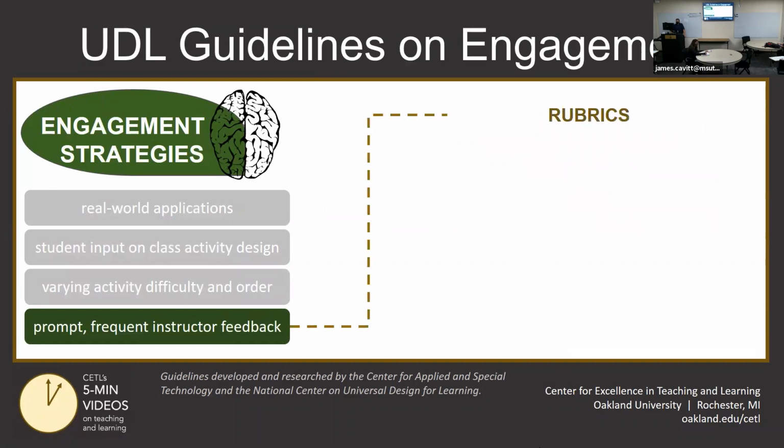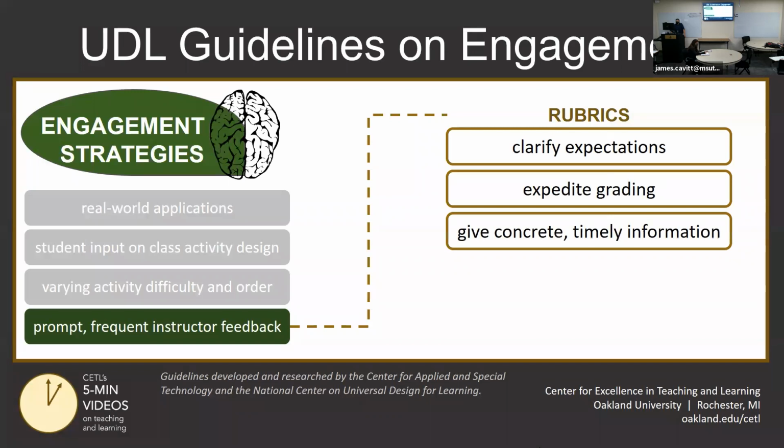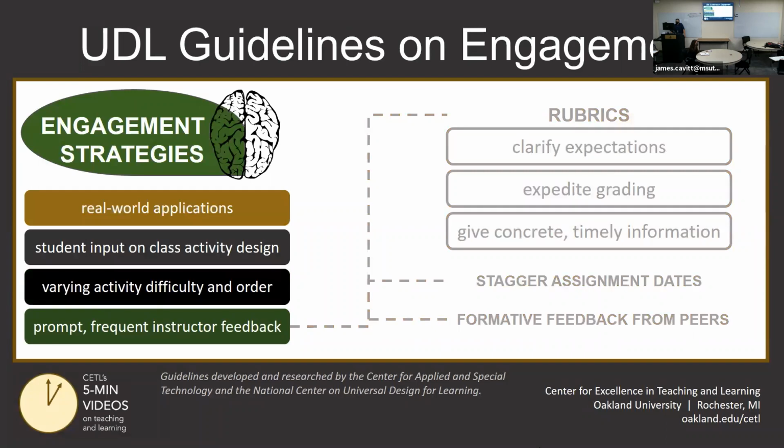Use rubrics to clarify your expectations and expedite the grading process, while also giving concrete and timely information on how learners can improve their performance going forward. Or stagger assignment dates so that you don't get overloaded with providing feedback. Don't discount the formative feedback peers can provide, especially if you use a grading rubric or guideline. These are some ways to consider multiple means of engagement that may help all learners in your classroom.